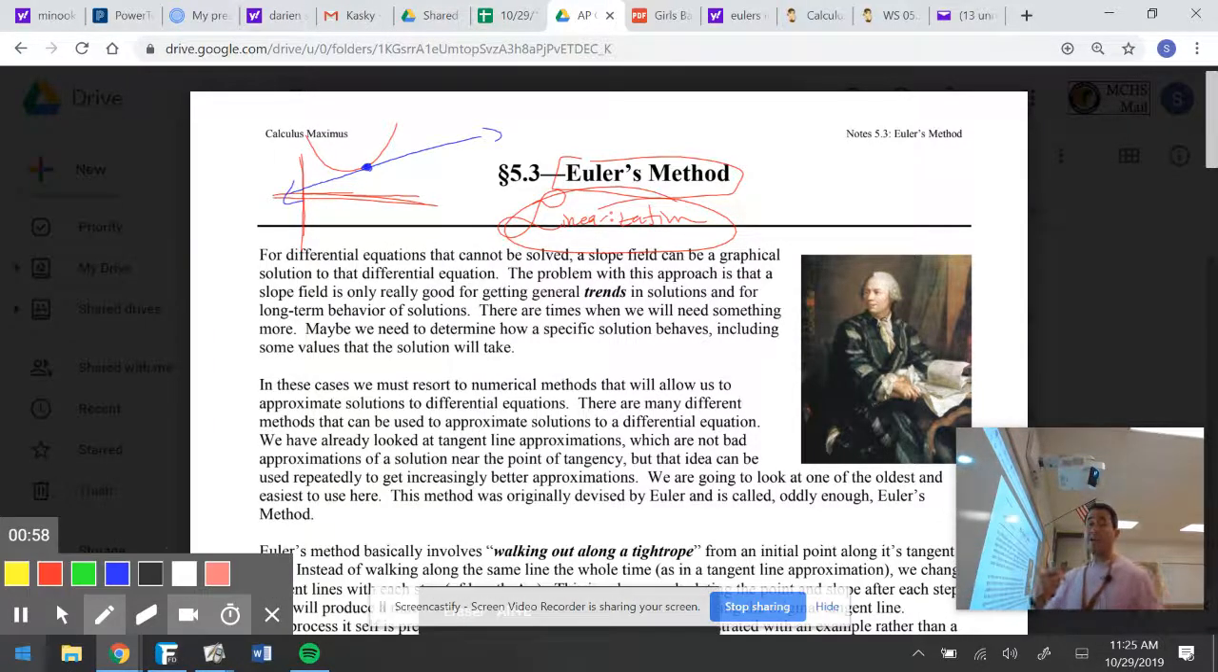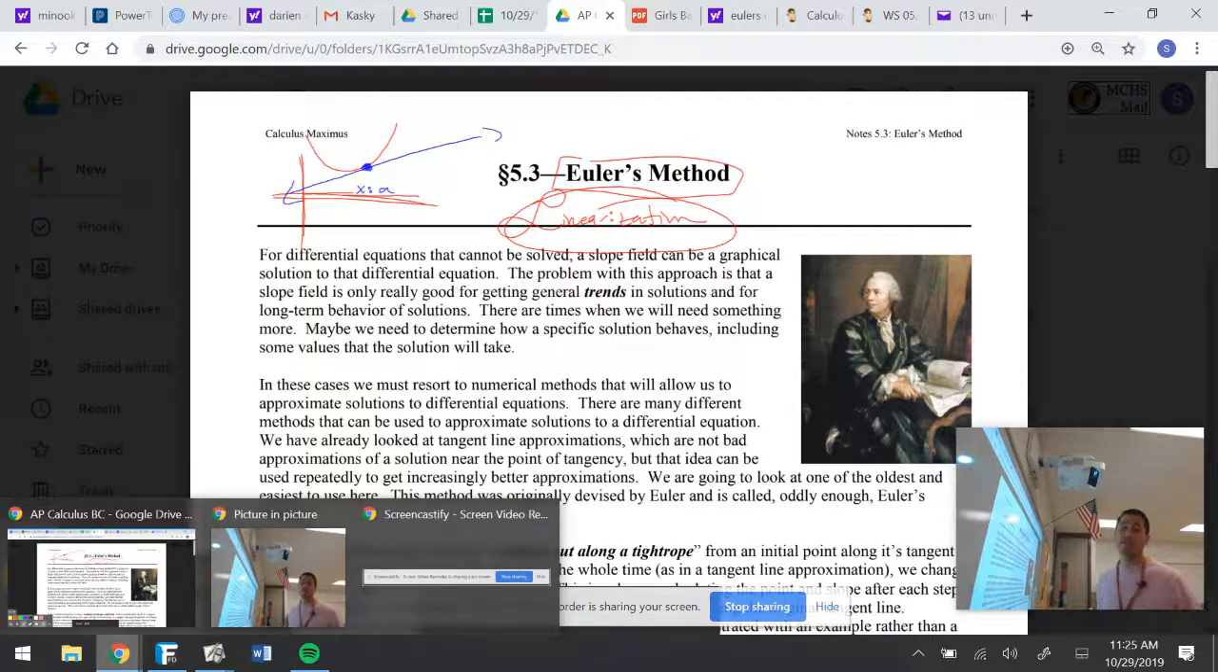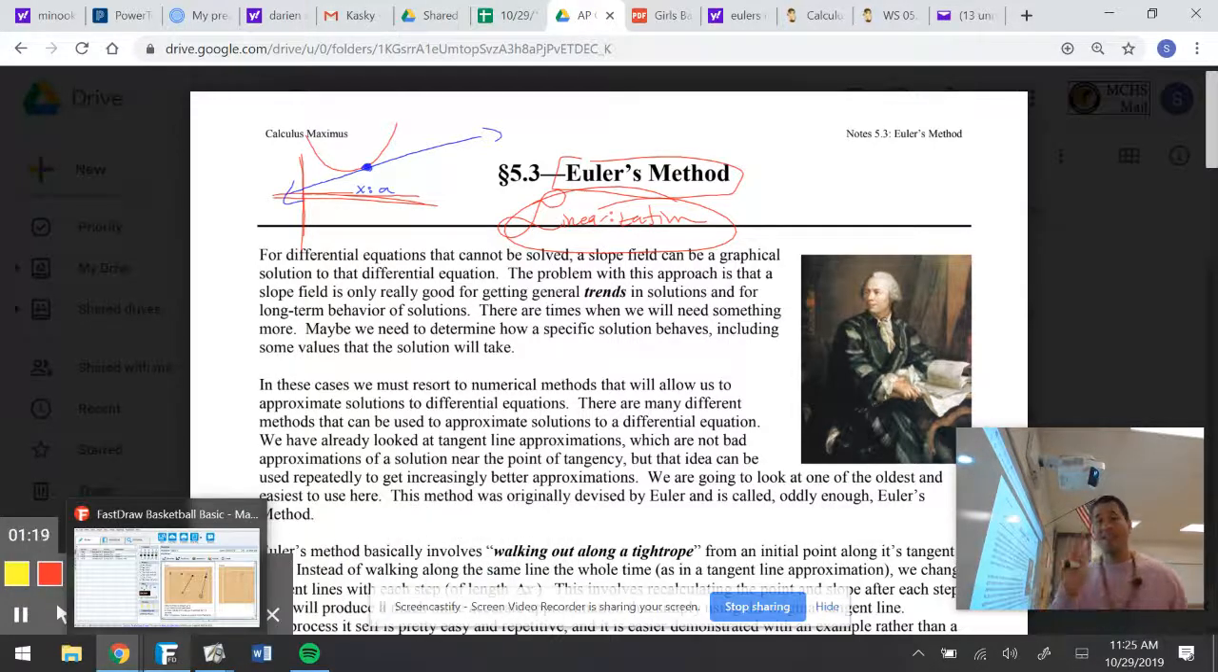Now, we learned back in the day when we did linearization that as long as I'm really close to x equals a, then it's going to give me a pretty darn good approximation of what the actual red value would be. Okay, and we'll use the blue as our approximated value. Now, the further I get away, the more error I'm going to get, right?